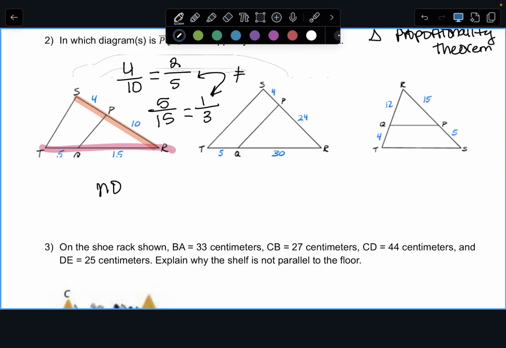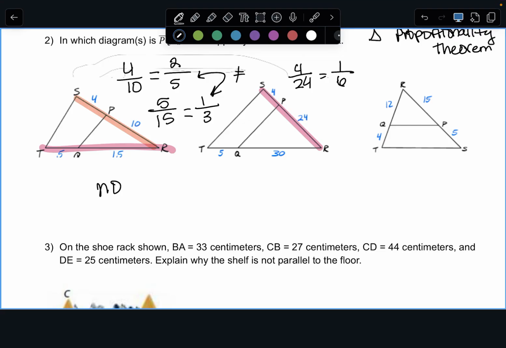We're going to do the same thing for this one. Part over part. So if I look at this pink side, what are my two parts over here? 4 and 24, so 4 over 24. If I reduce that, what can I divide the top and bottom by? I can divide both by 4, and I would get 1 over 6.